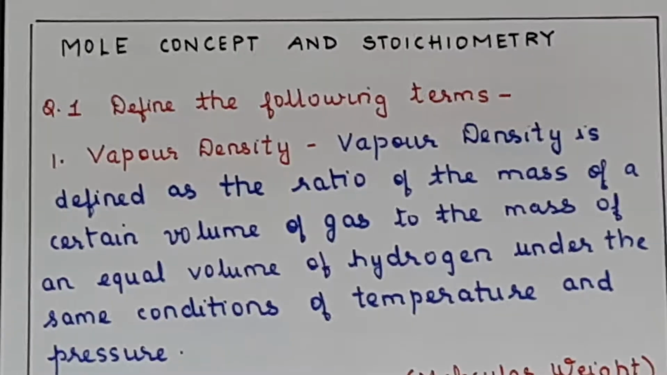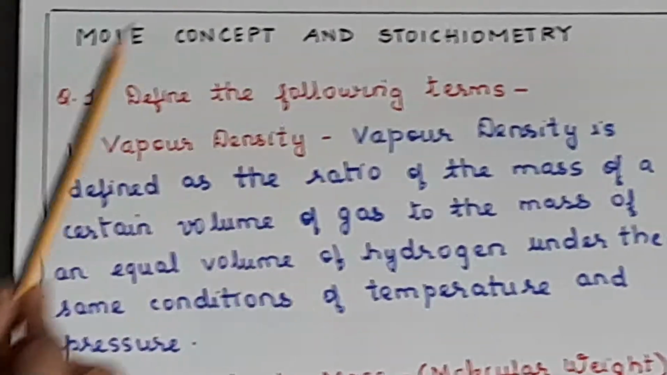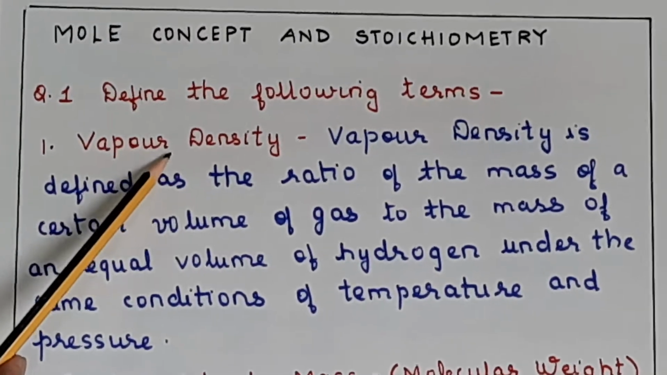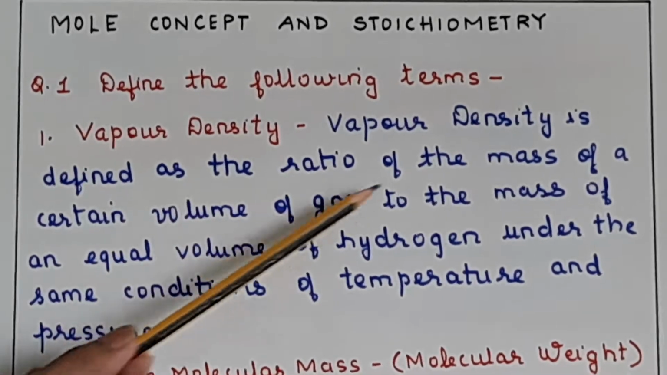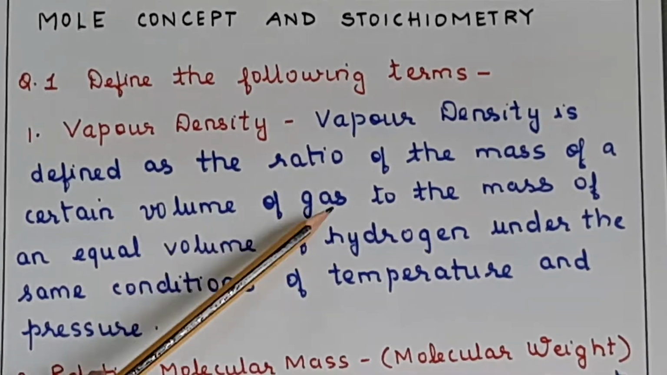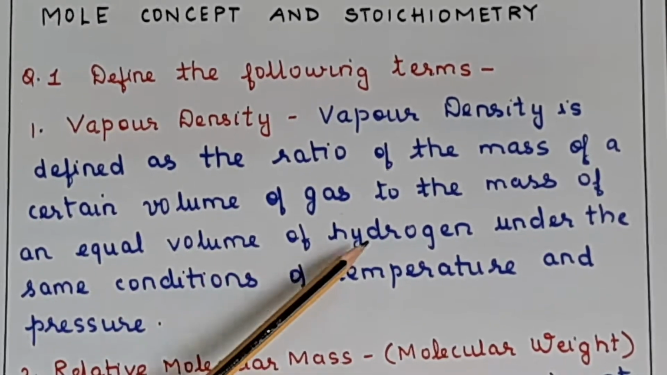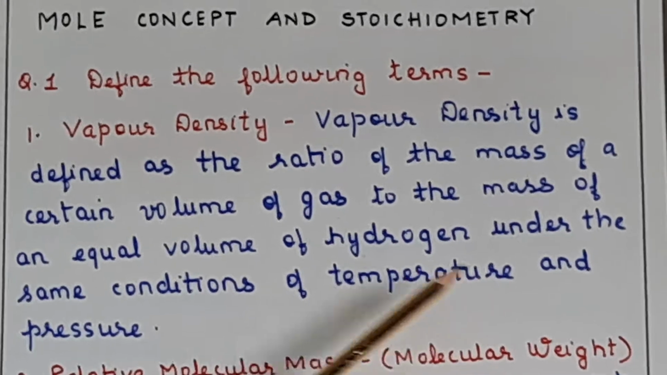Now you note down this first question, name of the chapter. First question, define the following terms. First is vapor density. Vapor density is defined as the ratio of the mass of a certain volume of a gas to the mass of an equal volume of hydrogen under the same conditions of temperature and pressure.